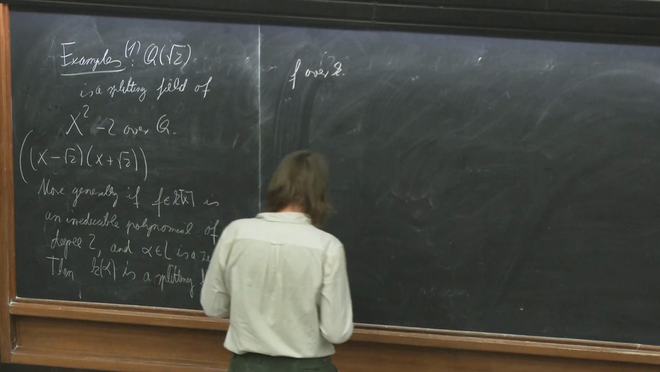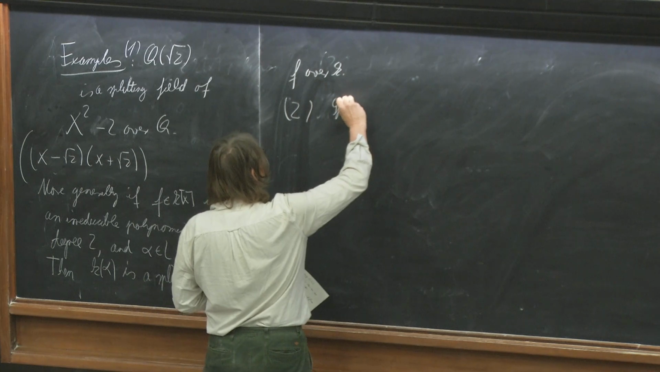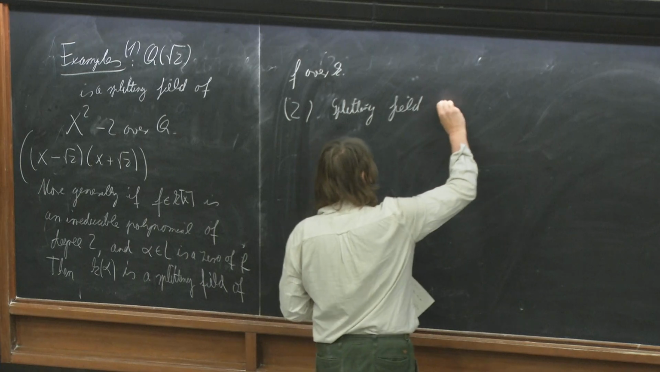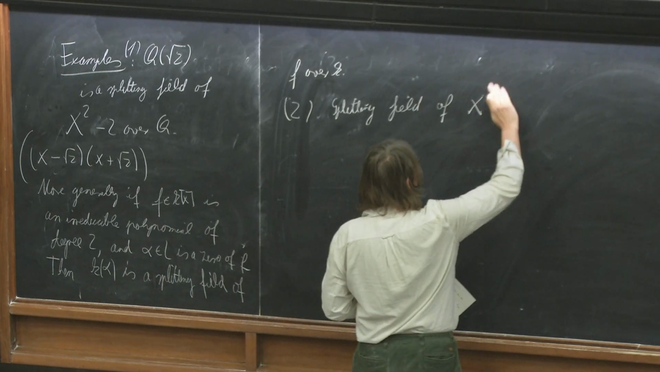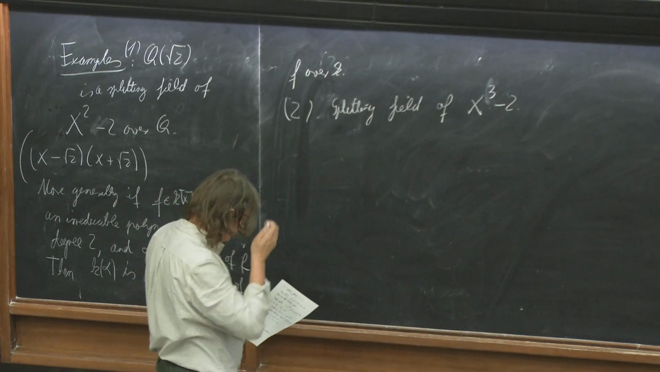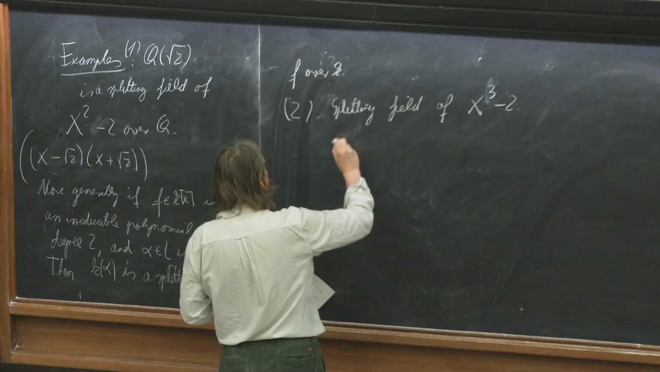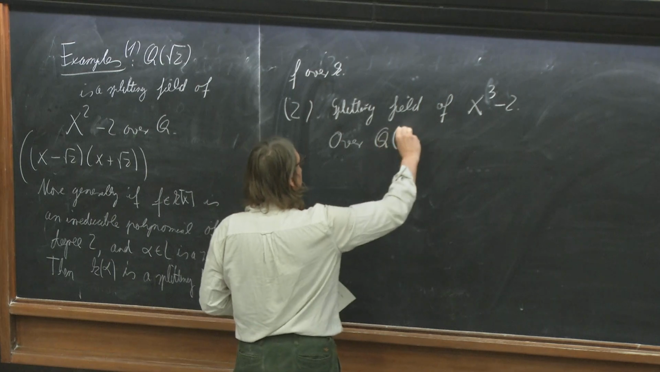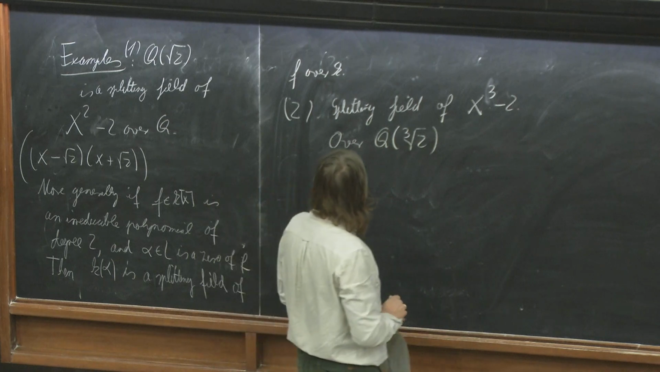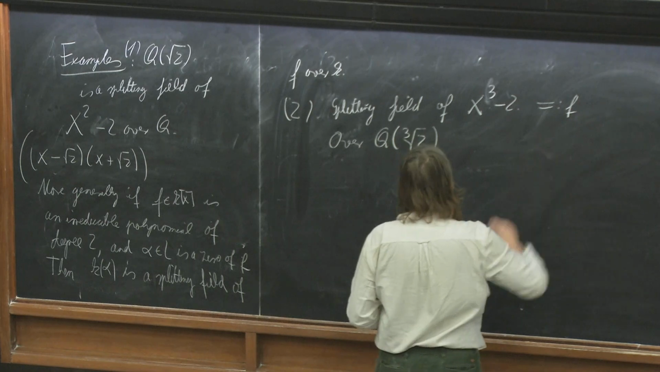Okay, let's look at what is the splitting field of some polynomial of degree 3. So just x to the 3 minus 2, for instance, over Q. The third root of 2 is a zero of that polynomial.